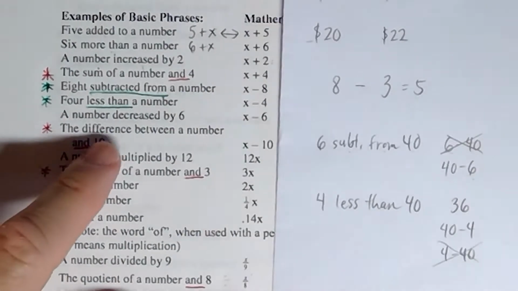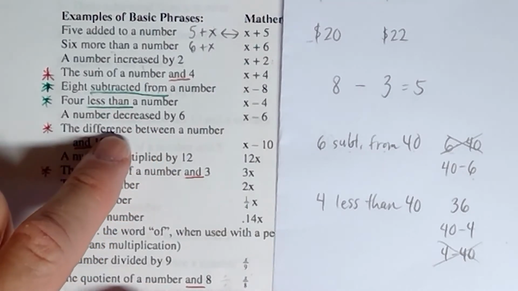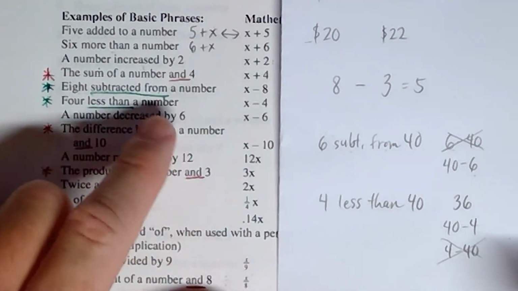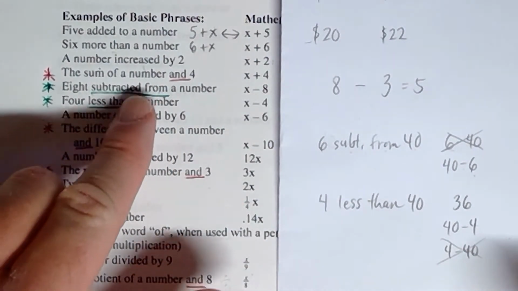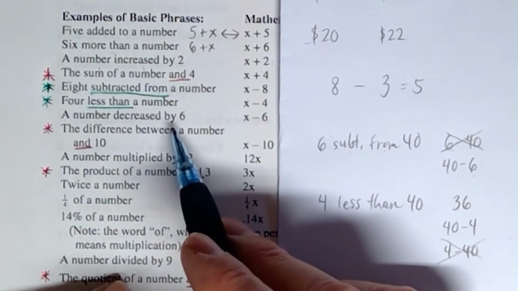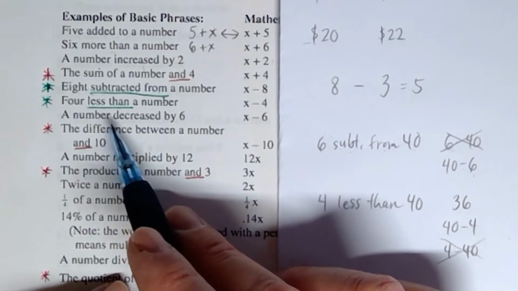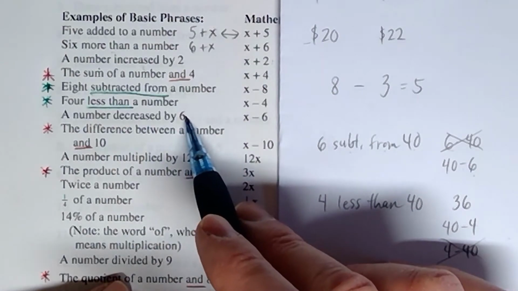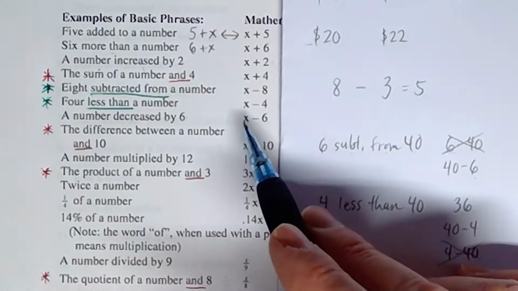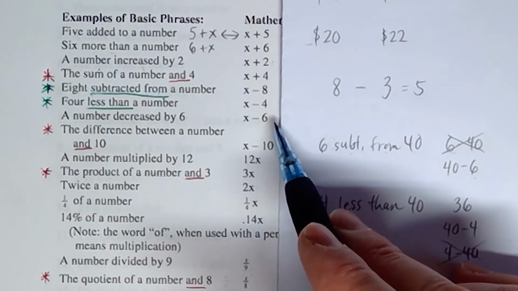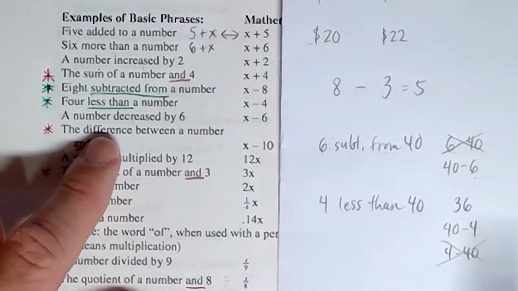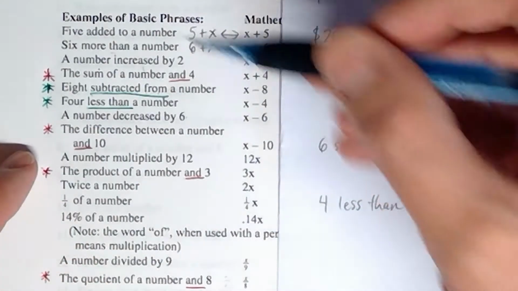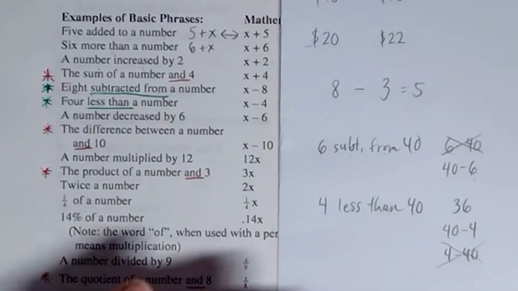Now, there are other things, such as decreased by and the difference. Those things, you don't change the order. So you don't always change the order when it's subtraction. It's just on these two that I underlined here. So a number decreased by 6: if you have a $40 salary, and your boss has to decrease it by 6, it's going to be 40 minus 6, not 6 minus 40. So in this case, it is going to be in the same order. Decreased by, you do not change the order. Same thing with difference. The only time you change the order is with subtracted from and less than.